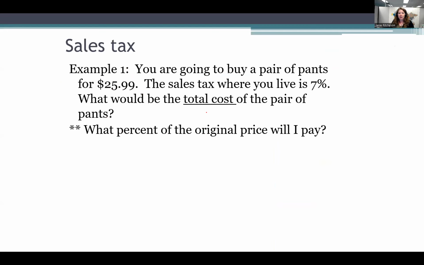So let's look at example 1. You're going to buy a pair of pants for $25.99. The sales tax where you live is 7%. What would be the total cost of the pair of pants?